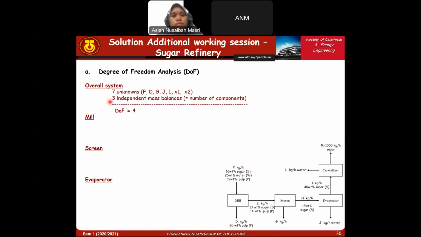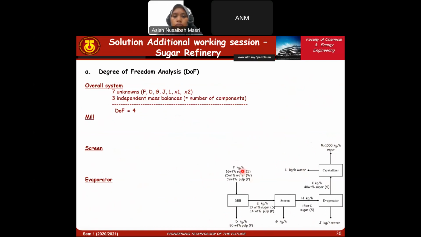Okay, so we have 7 unknowns: F, D, G, J, L, that is 1, 2, 3, 4, 5, and then we also have X1 and X2. So this X will be here, because the others, this one is pure, this one is pure, this one is pure, so we don't have the X value. Then the DOF, when we calculate, is the number of unknowns minus the number of equations.